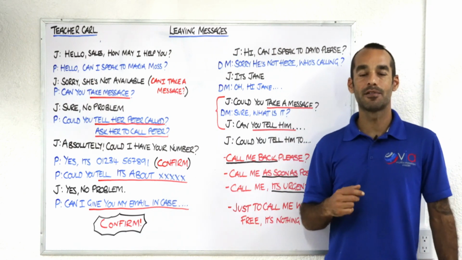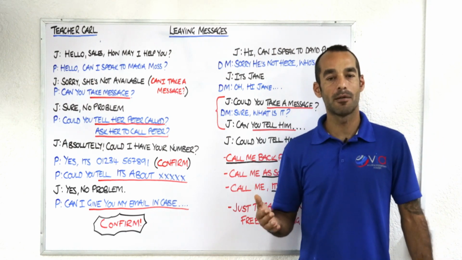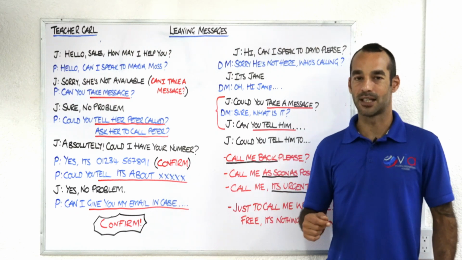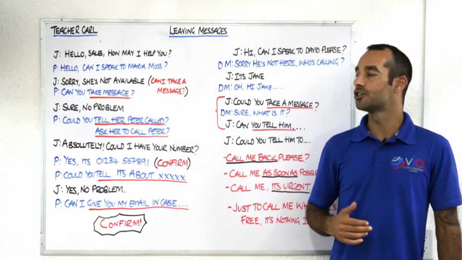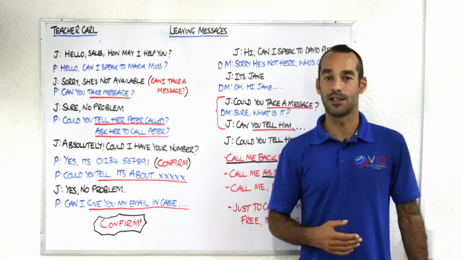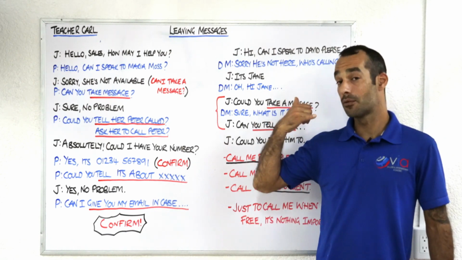Jane is a very lovely lady who works at a sales department of a very well-known shopping centre. And Peter, he is the one trying to leave the message. So let's have a look how the conversation would go. So I guess they would be on the phone.